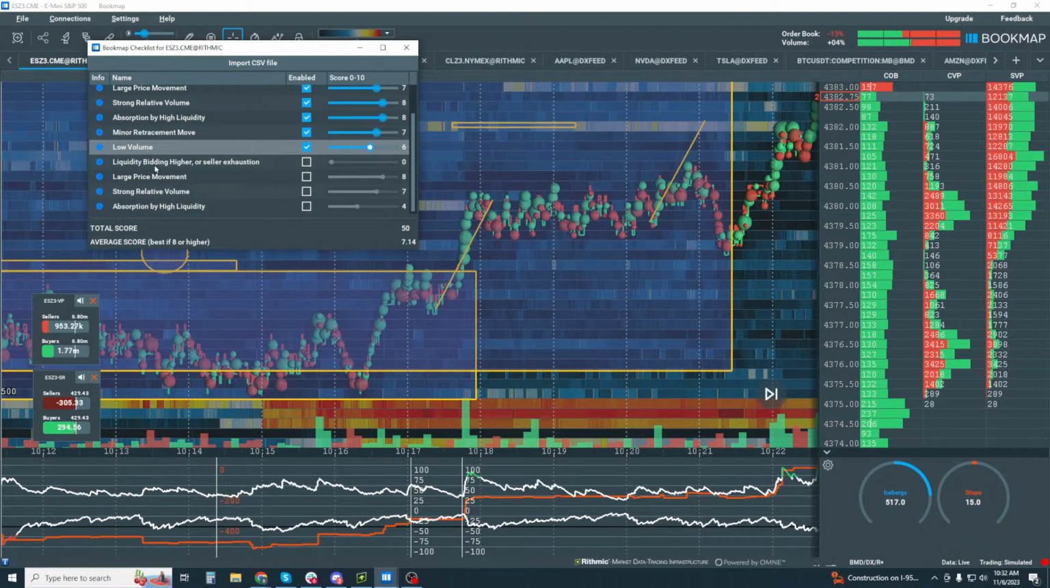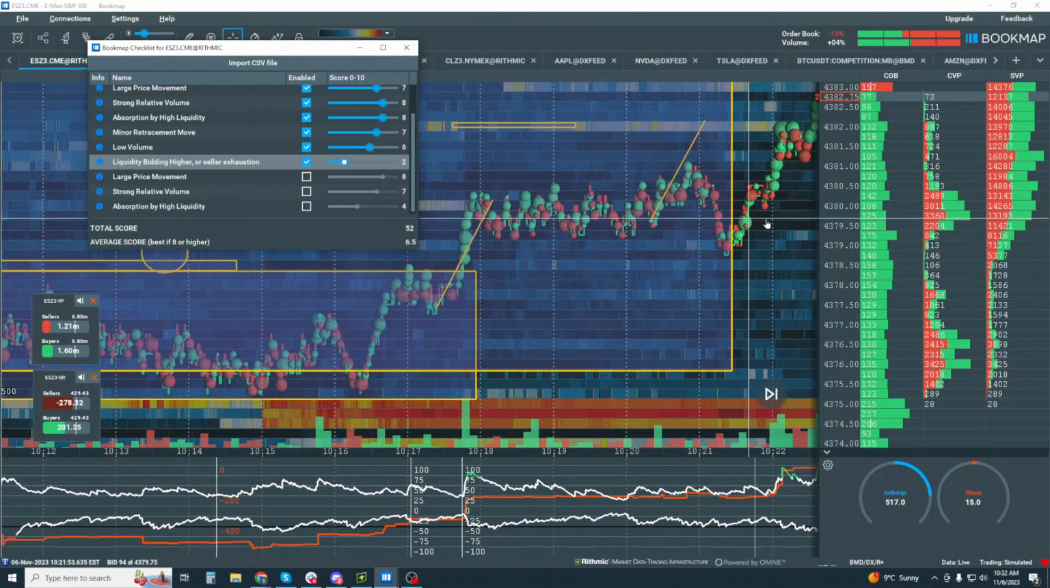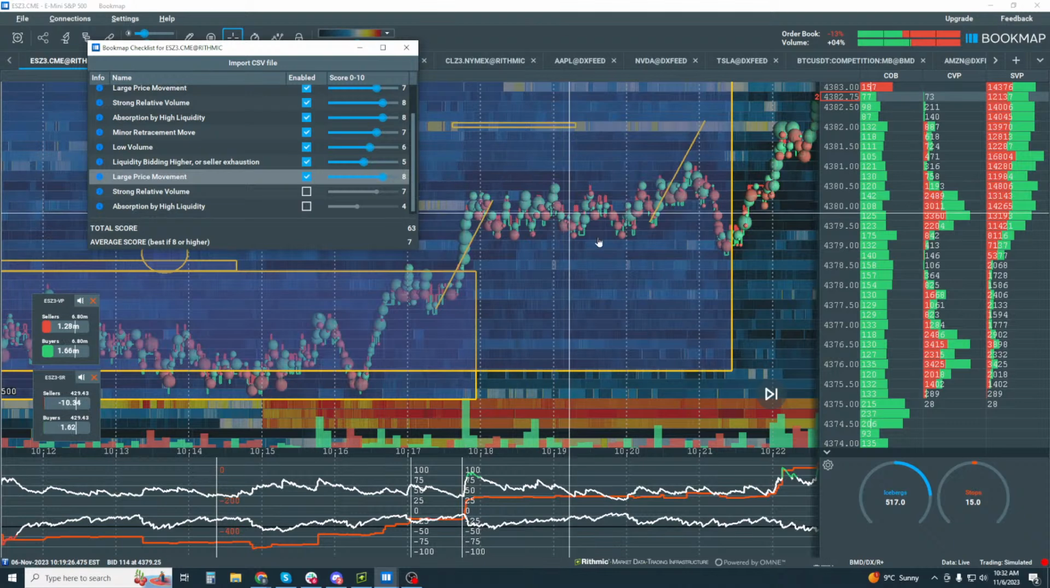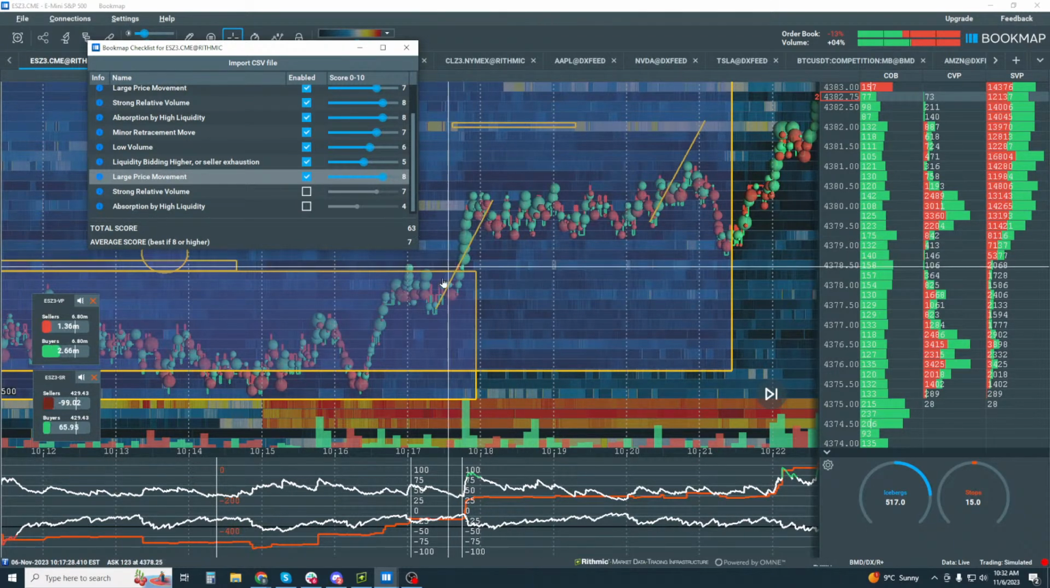What about bidding higher? No, we didn't have that. We had a little bit in the book here, a little bit. I'm going to give it a 5 or a 6. And then large price movement. Did we have that? Not really, not that strong of a move. So you can see we're not really getting a really high probability trade here.